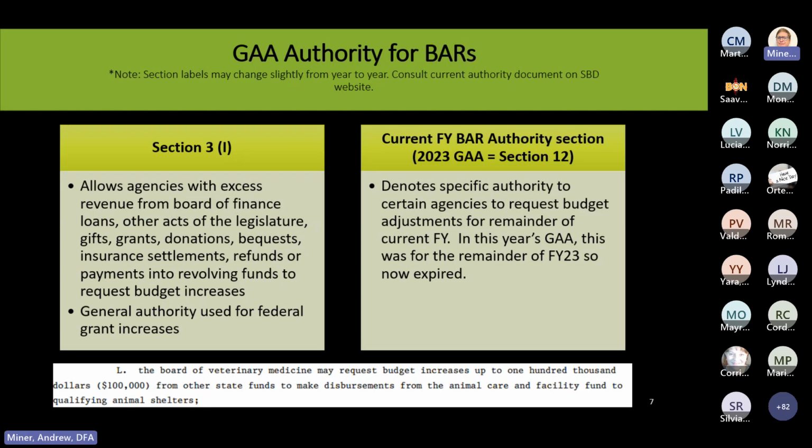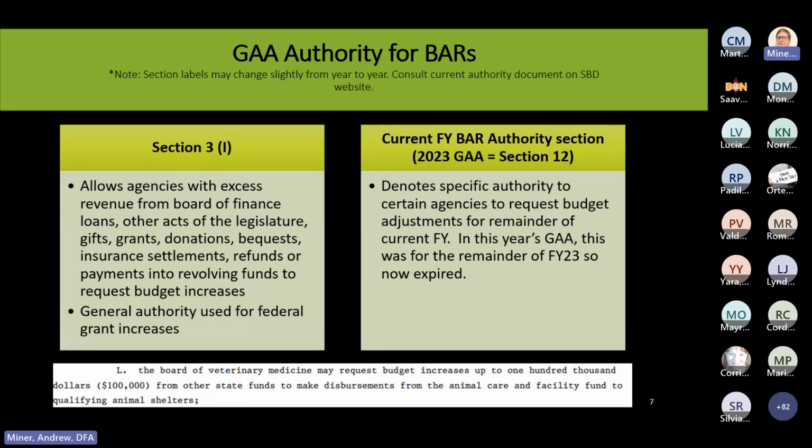So, like I said, within the GAA there is authority for BARs. I talked a little about this this morning, but let's get into the weeds now. I'm using some section labels here, but please keep in mind that the section numbers can change slightly from year to year, depending on how many sections the legislature decides to throw in House Bill 2. The BAR authority sections are usually towards the back, but make sure you're looking at the current year's bill to know what section you need to reference.